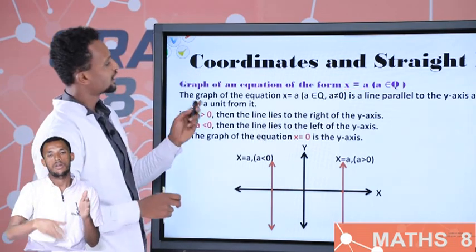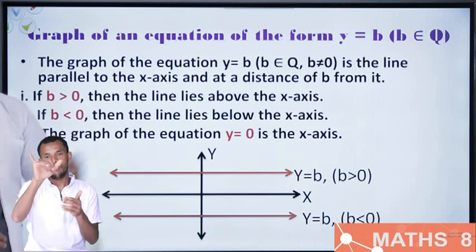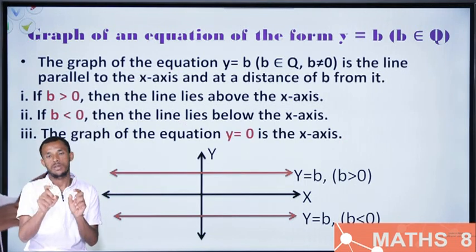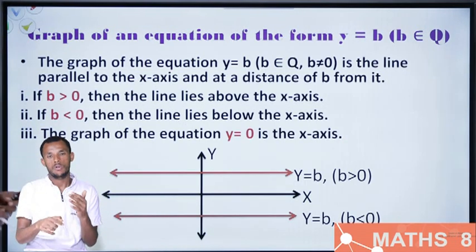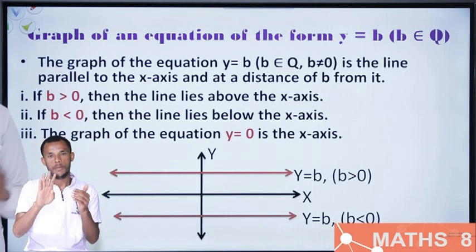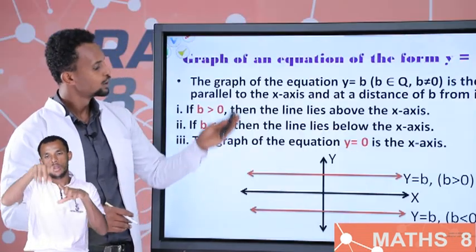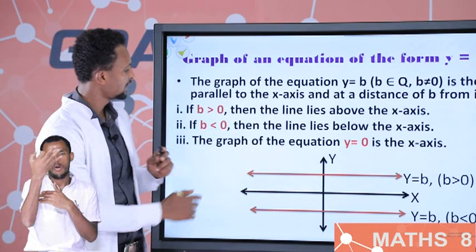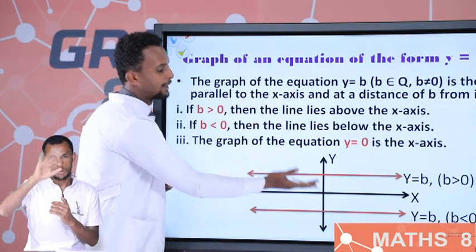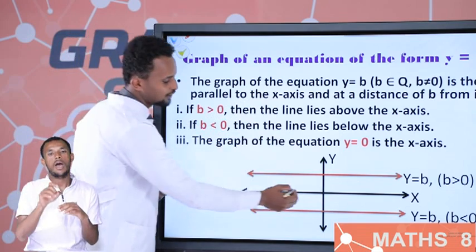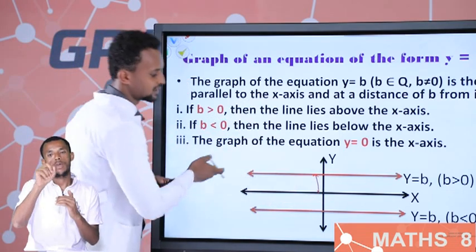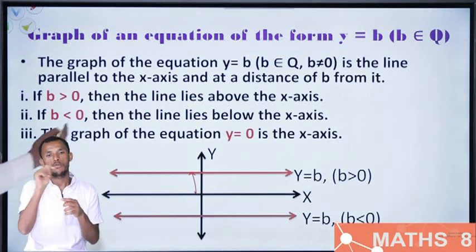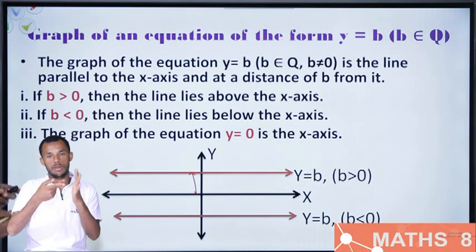The next concept is the graph of the equation y = b. In the case of y = b, there is no x, only y values. The graph of y = b, where b is different from 0, is a line parallel to the x-axis. If the value of b is greater than 0, the line is above the x-axis because a positive value is above the x-axis. Therefore, it is a horizontal line parallel to the x-axis. But if the value of b is negative, that means b is less than 0.